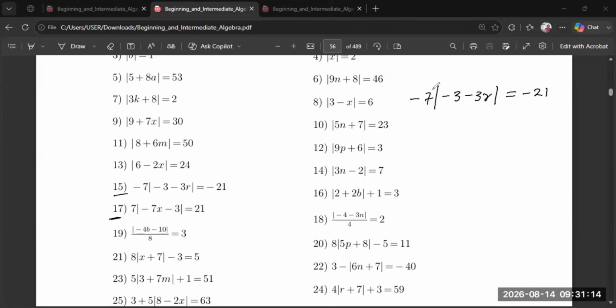Oh, wait for a moment. I told you absolute value can give us a negative result, right? But let's see if we get rid of the negative 7 right over here, and if we still have a negative result, then there will be no solution.